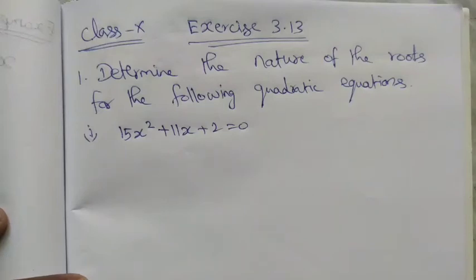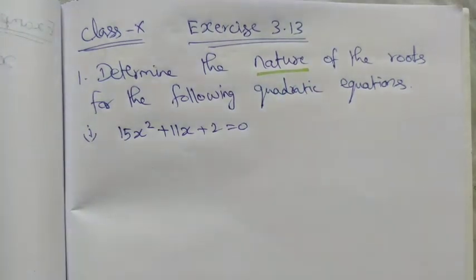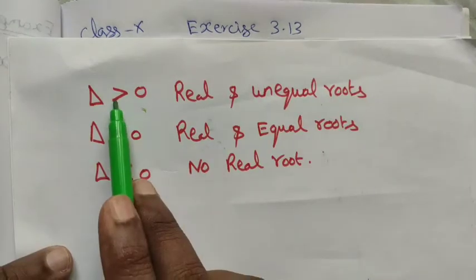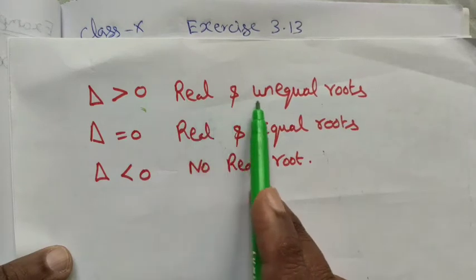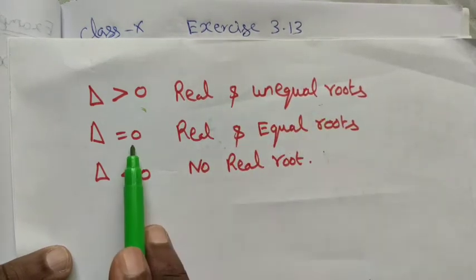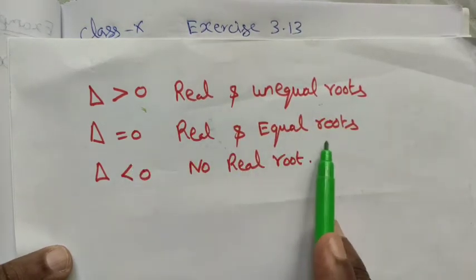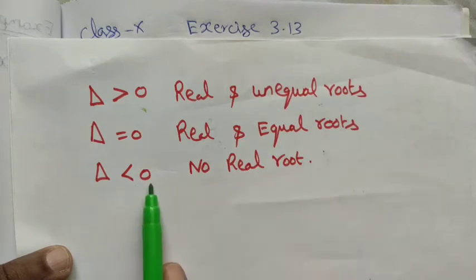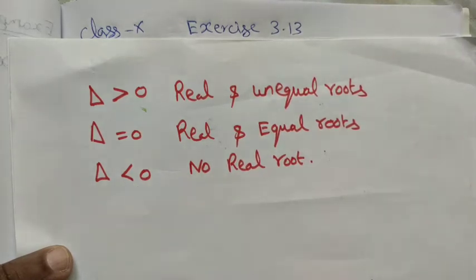Class 10, exercise number 3.13. Determine the nature of the roots for the following quadratic equations. Here we want to find the nature of the roots, which means we have three natures of roots. If the discriminant is greater than 0, we have real and unequal roots. If the discriminant is equal to 0, we have real and equal roots, and if the discriminant is less than 0, we have no real roots. Let's see one by one.